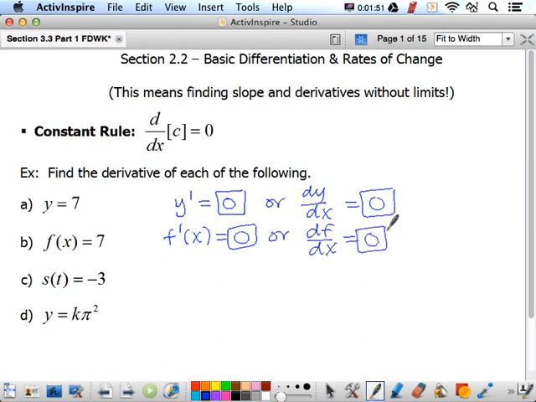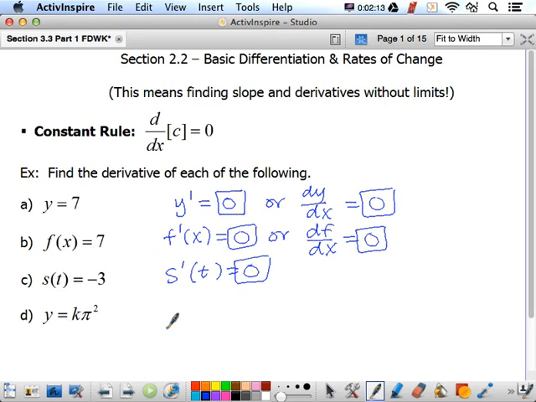How about a function that states that s of t equals -3? S prime of t equals 0. Still a constant. There are no variables involved in this. Therefore, all of these derivatives should be 0.